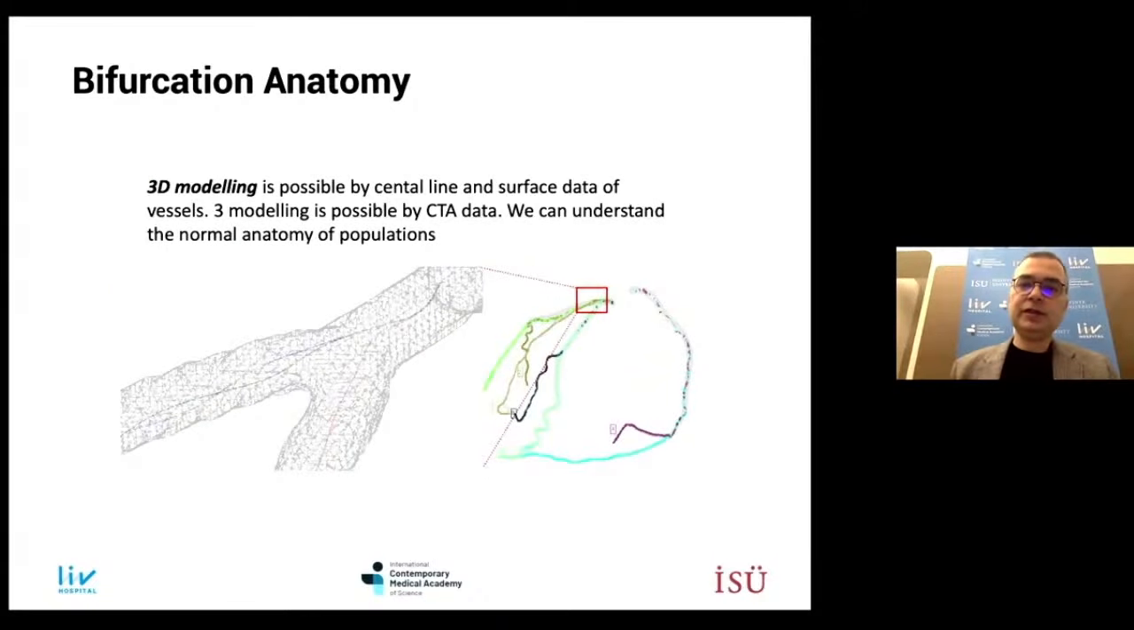Of course, technology has helped us to understand this fractal design more. With CT scan, we have lots of data from both healthy subjects and patients who have coronary artery disease. With the CT scan, we have a model with data from the central line and also from the surface data. As you see in this picture, we can observe both the left system and the right system, and get much information from this three-dimensional modeling.